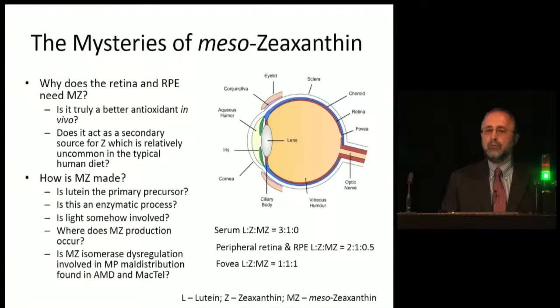And where does mesozeaxanthin production occur? Is it in the retina? Is it elsewhere in the eye? Is it somewhere else in the body? And then once we have identified an enzyme, a mesozeaxanthin isomerase, if there is such a thing, is there dysregulation of this involved in macular degeneration or in MacTel, another disease where you see abnormalities of macular pigment distribution?